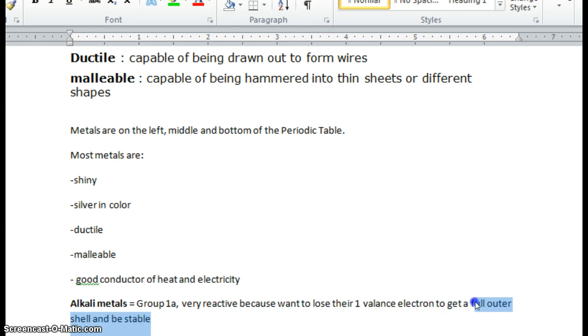Remember, this is the key point of chemistry of why it happens. Also, under our headings of what metals are, I added that metals are usually a good conductor of heat and electricity.